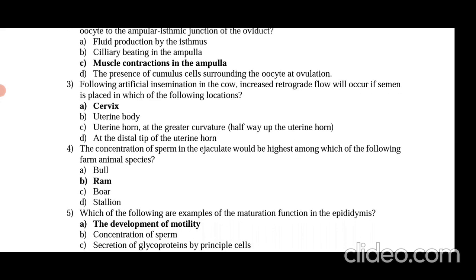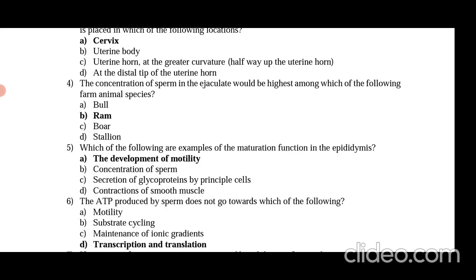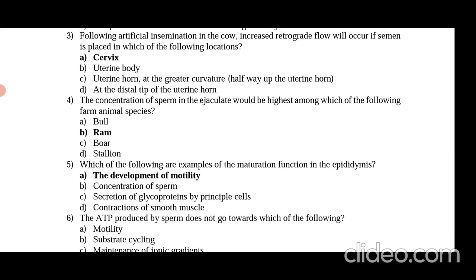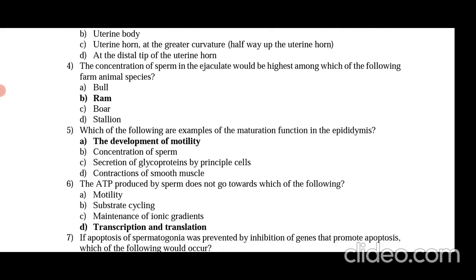The concentration of sperm in ejaculate would be highest in ram. Which of the following are examples of maturation function in the epididymis? The development of motility. The ATP produced by sperm does not go toward transcription and translation.